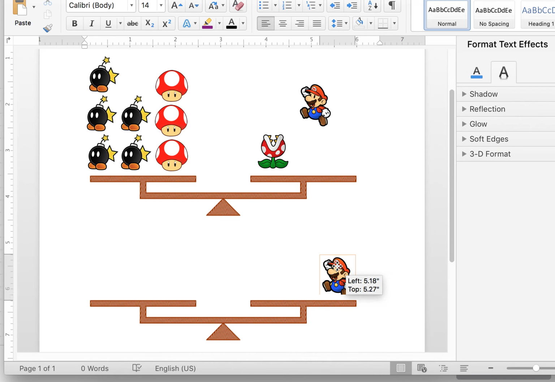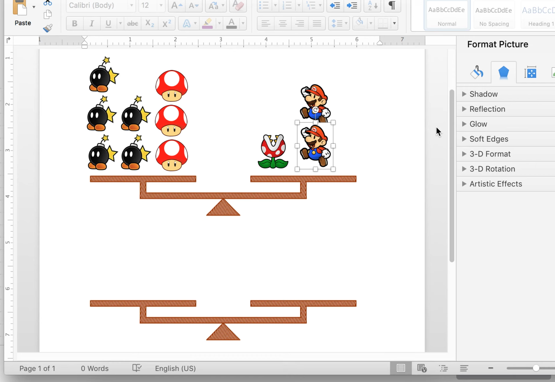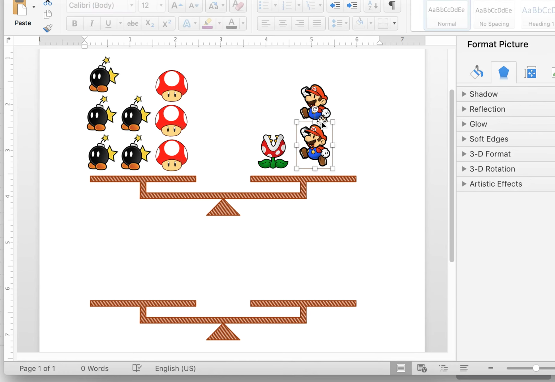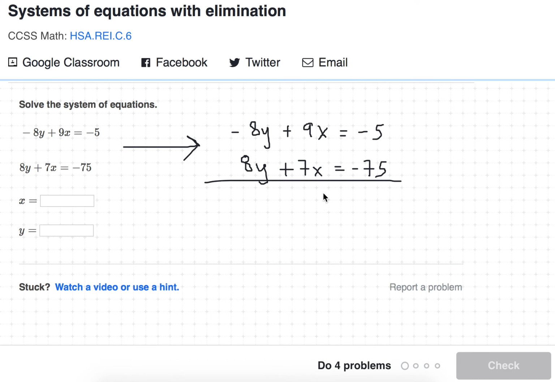And the reason it's going to still be balanced is because these 3 toadstools have the same weight as those 2 Marios, right? So if you have 2 equations that are equal, well, they have to be equal because they're equations, you can just add them together and you'll get a new equation that's also true, that's also a balanced scale. So we're going to do that same thing here.